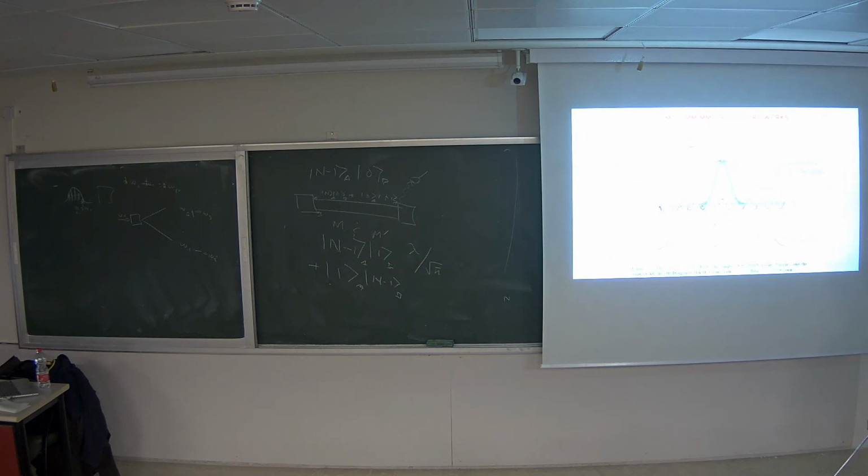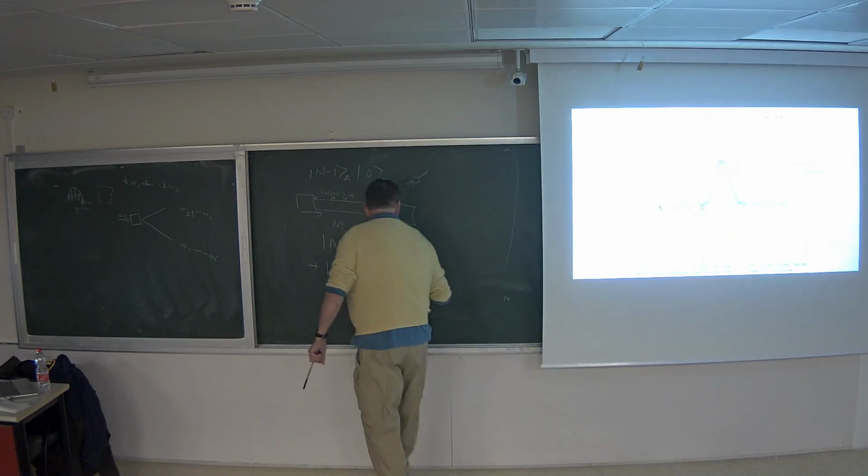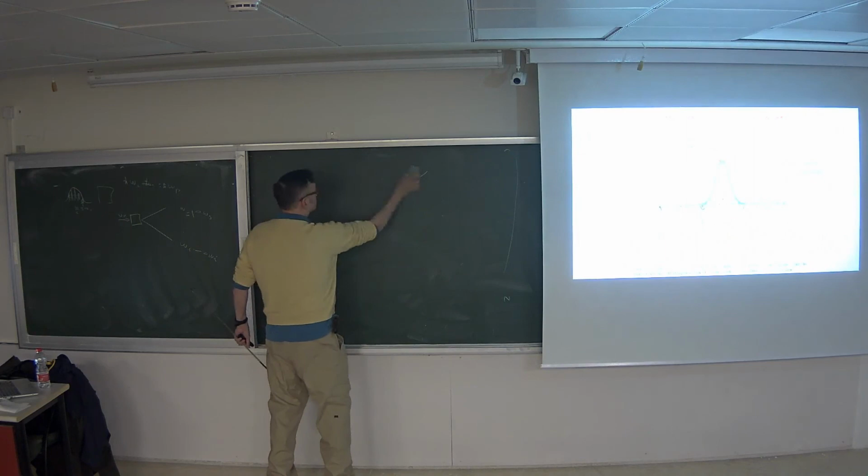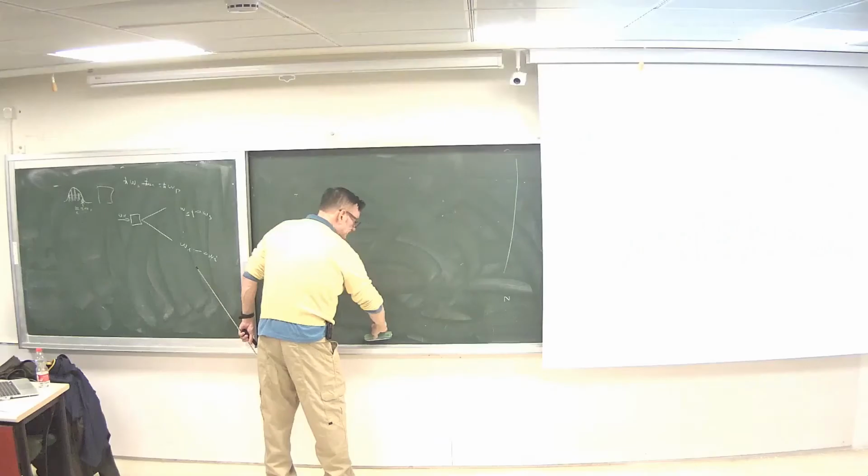The larger n is, the more susceptible it is to loss. This is not something that I've discussed, but the NOON states have an intuition for why this is happening. Can you turn on the light again? I have a nice brown one here.